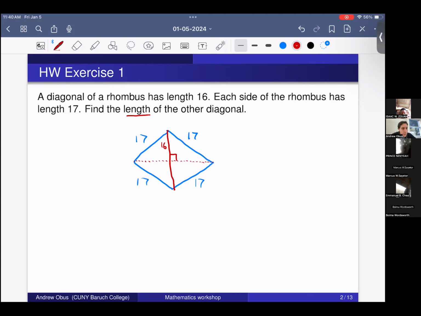No? Okay. Does anybody want to try? Let me draw this line a little better, a little straighter. Draw this red line right here, and that's 16. And then we've got this other diagonal over here. If we want to find the length of the other diagonal, what's something that we can do? Anybody have an idea how to attack this?